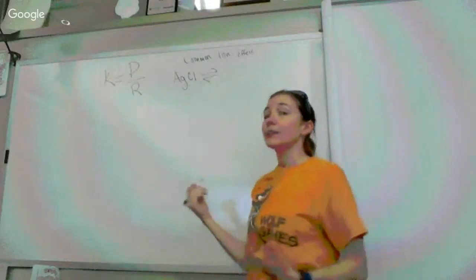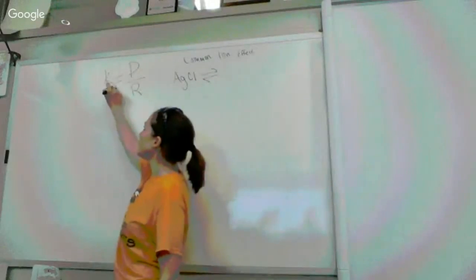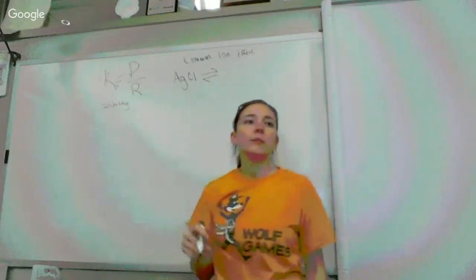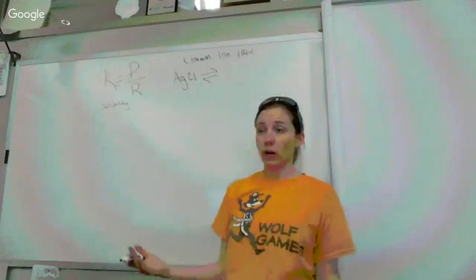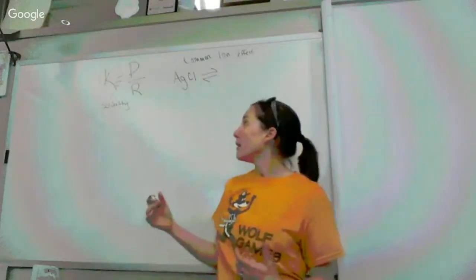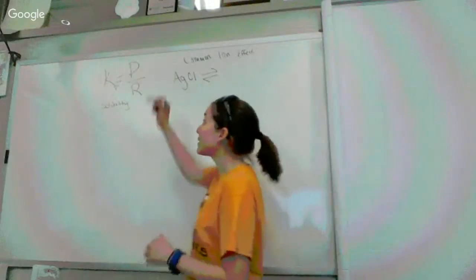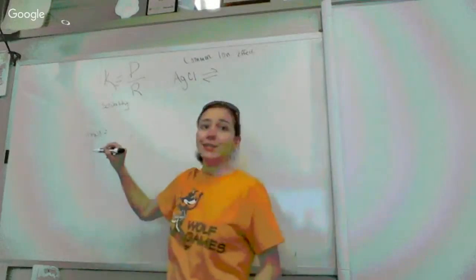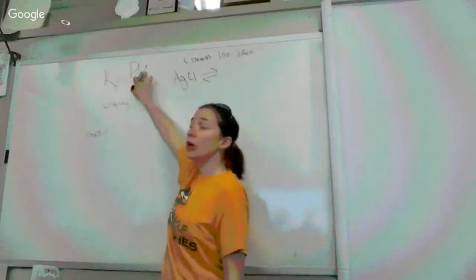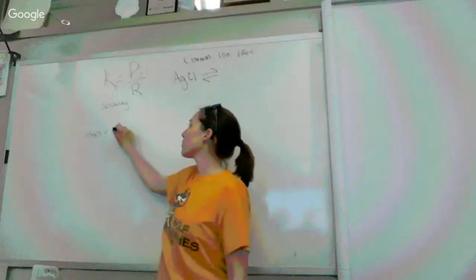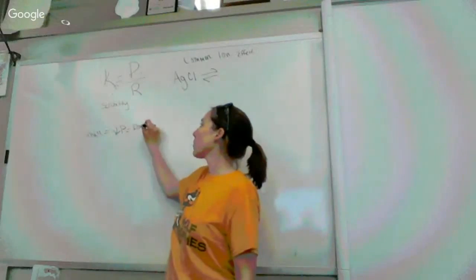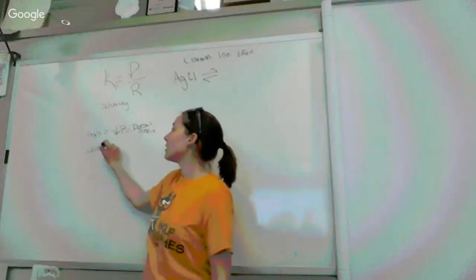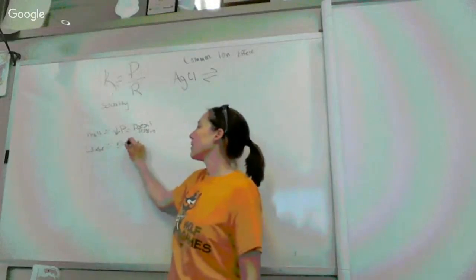I'm going to use a Ksp problem. Ksp is going to be solubility, and that's going to ask about how much of a substance will dissolve in water. A really, really small K value is going to mean that it doesn't dissolve very well. It has few products. And if it has a large one, then obviously it dissolves really well, so it has a lot of products.